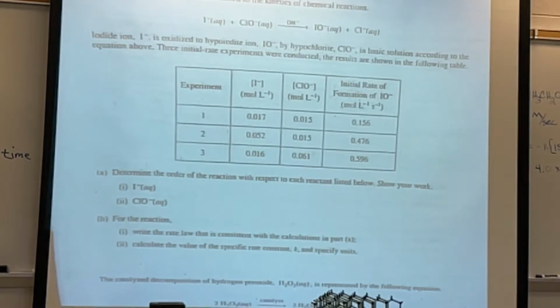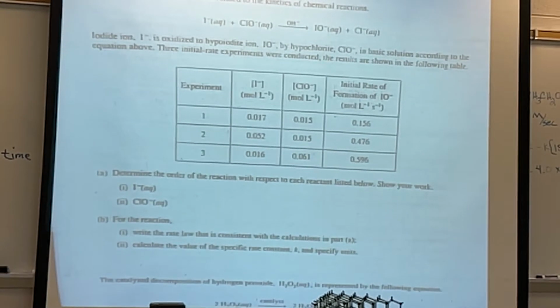Feel free to ask for help. Yeah, those are .016, .017, close enough to be constant, yes. Again, it's all experimental data, so as long as it's close, we count it. But that's a good question.